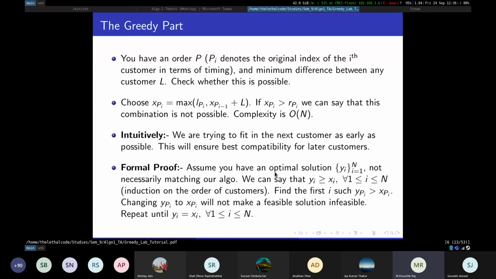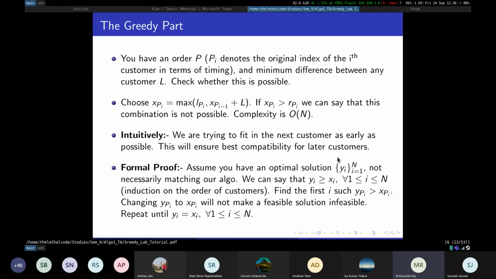So what you're going to do first is prove that all the timings you get in the solution which is not matching our greedy approach are no better. So we have a greedy approach and we have some certain XPIs, right? We got them using this algorithm. But if there is some other solution, a set of YIs, which do not match our XPIs, then first try to prove that all those YIs will be greater than or equal to XI, which can be proved with induction.